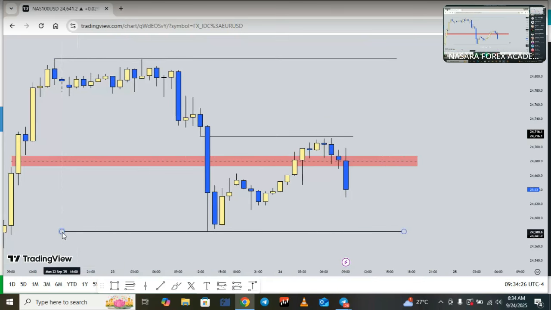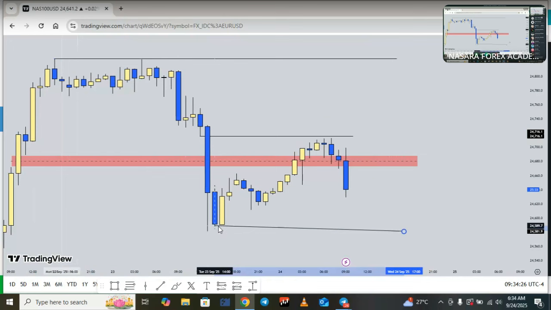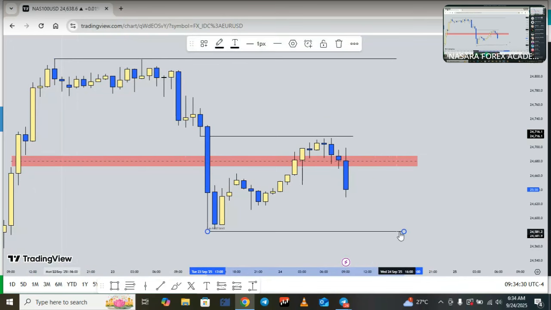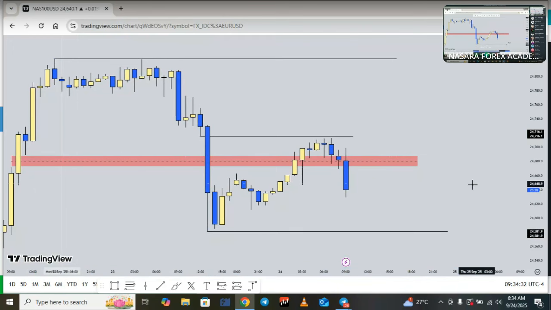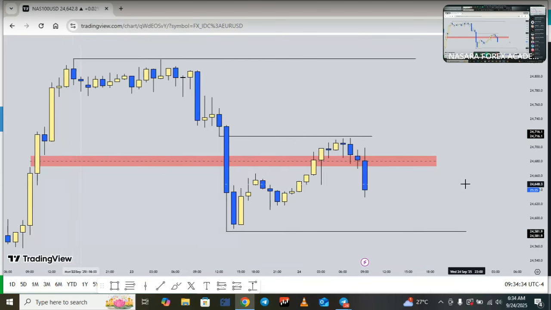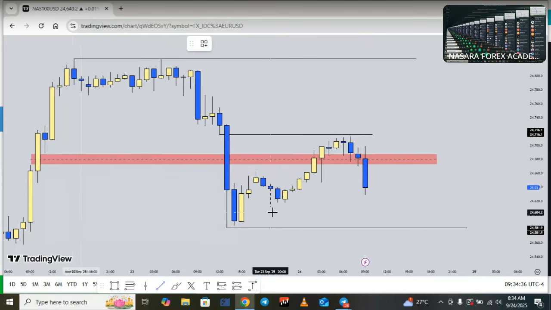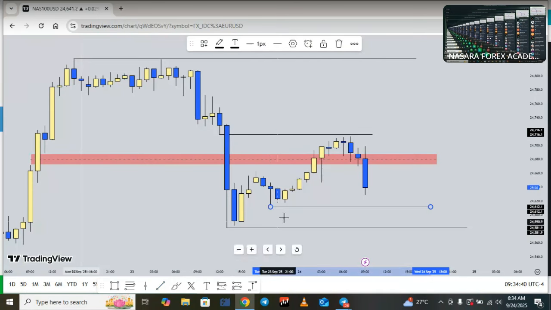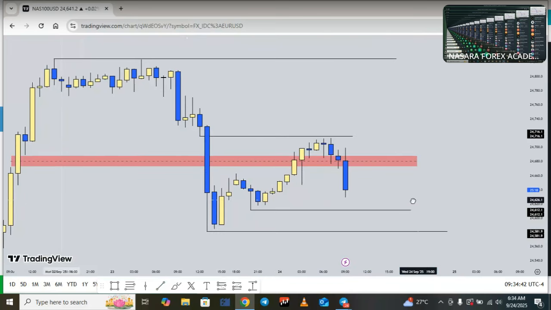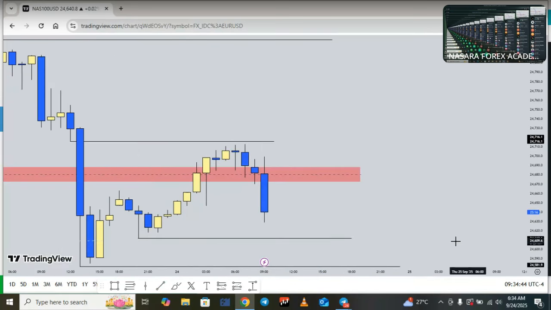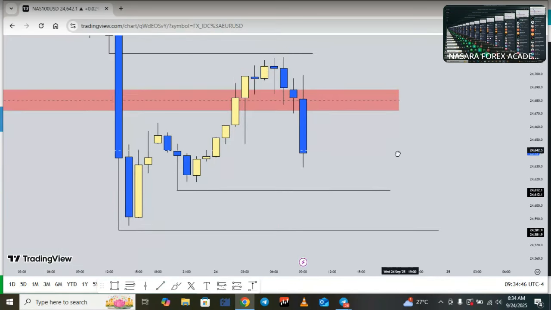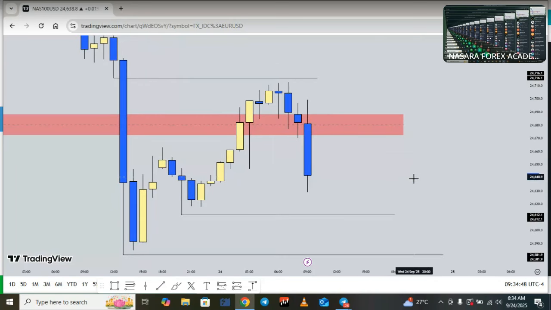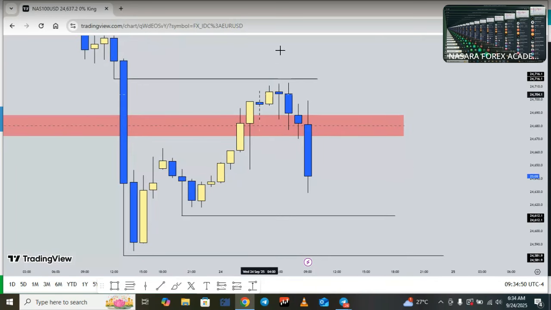And then I have this, my draw on liquidity here also, which is previous day low as well, and then I have this low also. I think this is Asia low, if I can remember. So these are my liquidity zones. So I will check for further PD arrays.